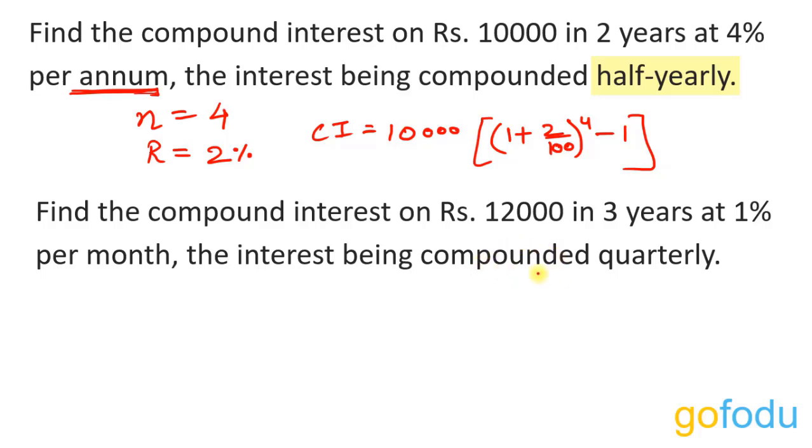In the next case, the compounding is being done quarterly. So the value of n would be, there are 4 quarters in a year. In 3 years, there would be 4 into 3, 12 quarters. So compounding periods would be 12. And the rate of interest given in the question is monthly. Each quarter is of 3 months. So the rate of interest for a quarter would be 3%. It is 1% for a month. It would be 3% for 3 months. Rate of interest would be 3%. Put again in the formula and get the value of compound interest.